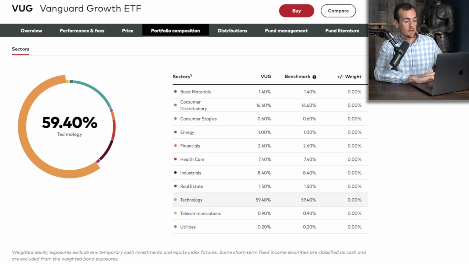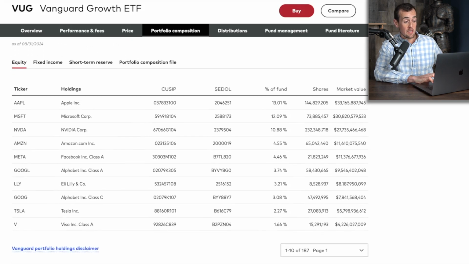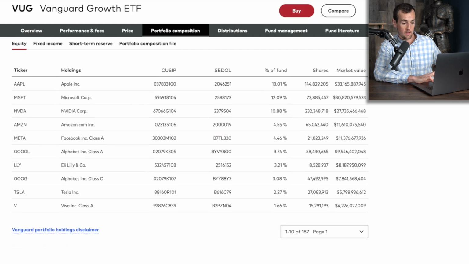Again, if we scroll down, we can get holdings details, and you can see how concentrated this portfolio is. 13% of the entire fund goes right into Apple, followed by Microsoft at about 12%, and Nvidia at just shy of 11%. So you're looking at about 36% of the entire fund. More than a third of all of the money invested just goes right into those top 3 big tech names.